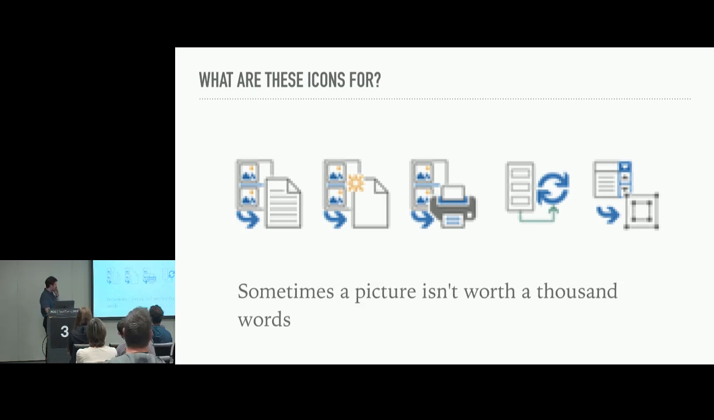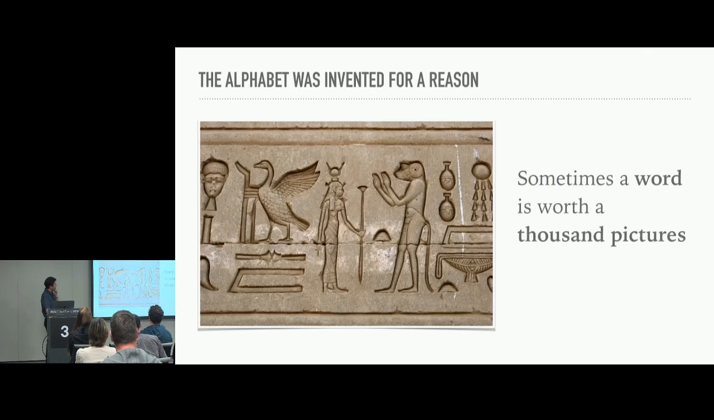So I think what a problem here is sometimes a picture isn't worth 1,000 words. What Microsoft is essentially doing here is they're reinventing hieroglyphics. So you're trying to tell a story by showing a bunch of pictures. But there's a reason why we invented the alphabets. Letters and combining them are much better for expressing abstract ideas in particular. So that's why I think you can say sometimes a word is worth 1,000 pictures.